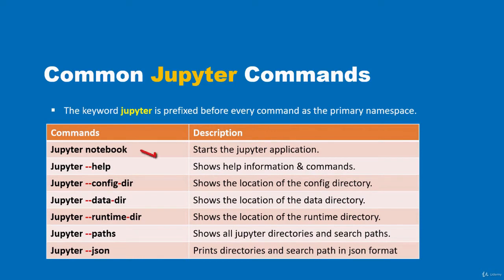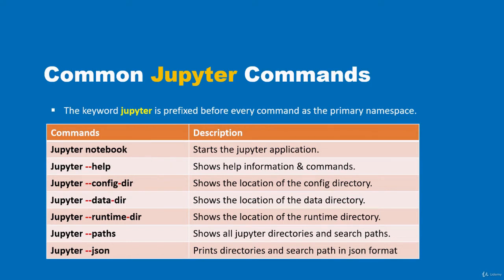First one here in the table is the command to start the Jupyter Notebook. You just type in jupyter space notebook, and that will start the Jupyter Notebook application. If you want to see all the available commands that Jupyter has, and you want some information as well, you just type in jupyter space --help, and that will show you the available commands that Jupyter has.